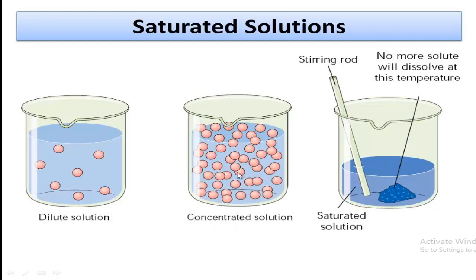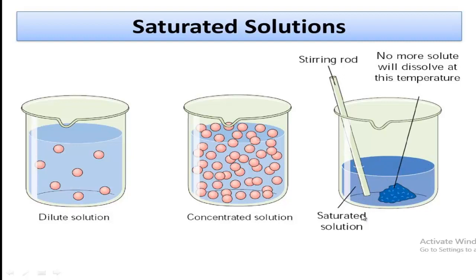In this way, when we add more and more solute and continuously stir, then what will happen? One time will come when we will see no more solute dissolves in the solution. We are stirring but no more solute dissolves. This condition of a solution is called a saturated solution.